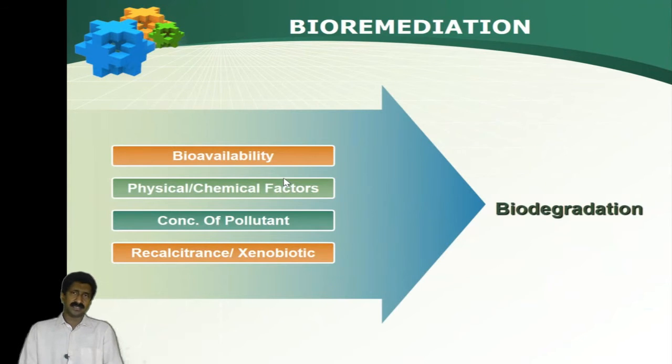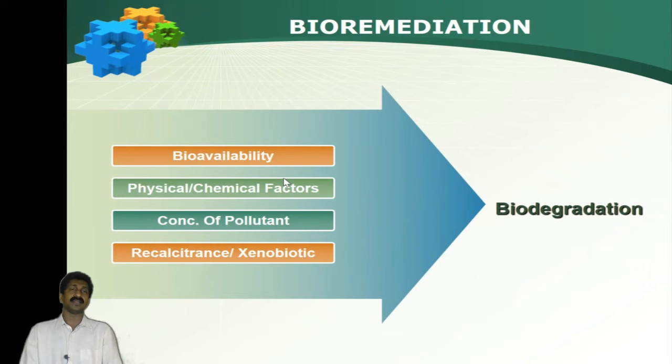So what are the different factors affecting the bioremediation? The primary factor is bioavailability, the availability of the compound for microbial action. The second is the physical and chemical factors involved in bioremediation. Then the concentration of the pollutant, at how much concentration this pollutant is available in the environment for microbial action. And the final one is the recalcitrance or xenobiotic nature of the compound.